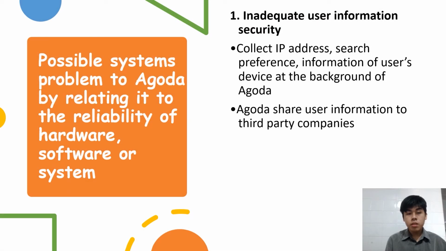Another possible system problem for Agoda is inadequate user information security, which is related to the software reliability problem. Agoda collects the IP address and preference information of the user's device in the background without the permission of the user. Agoda also shares the user information with third-party companies, which makes users concerned about information security.